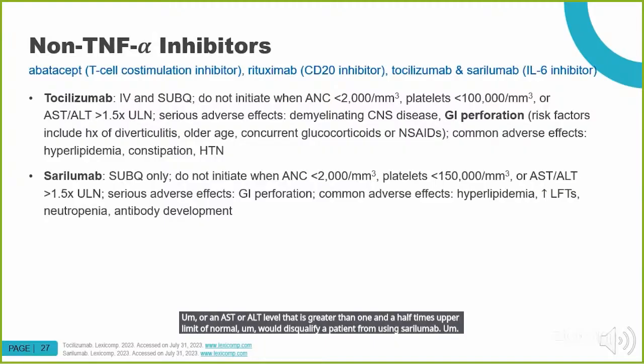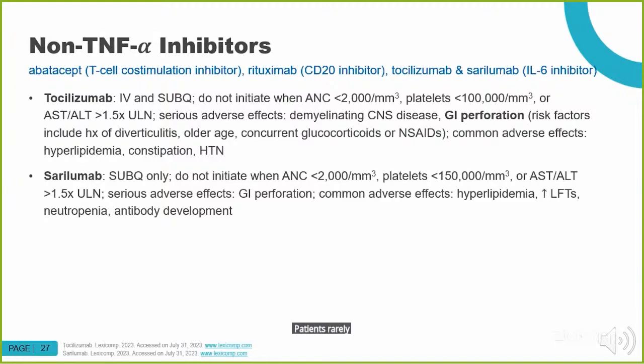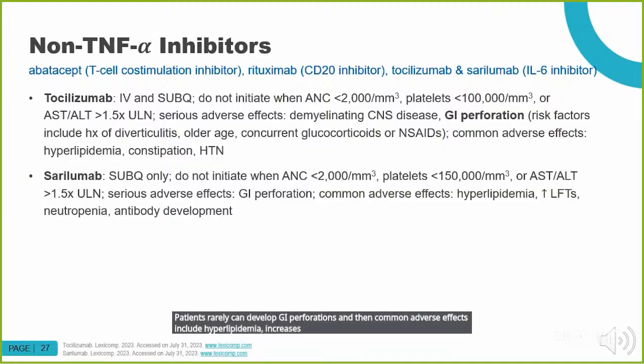Serious side effects are similar to tocilizumab. Patients rarely can develop GI perforations, and then common adverse effects include hyperlipidemia, increases in LFTs, neutropenia, and antibody development.